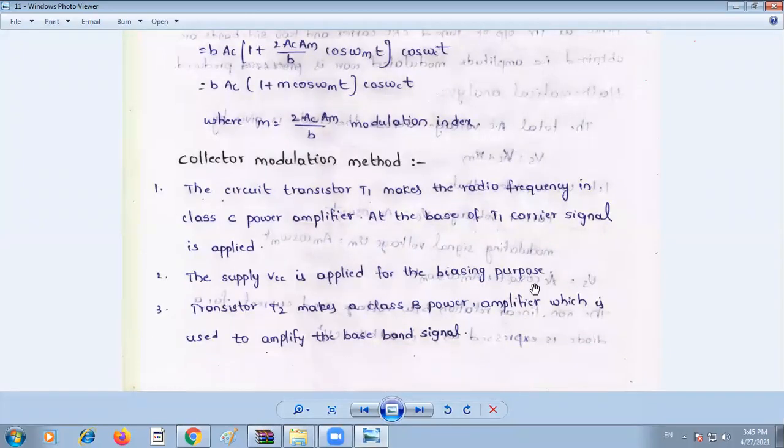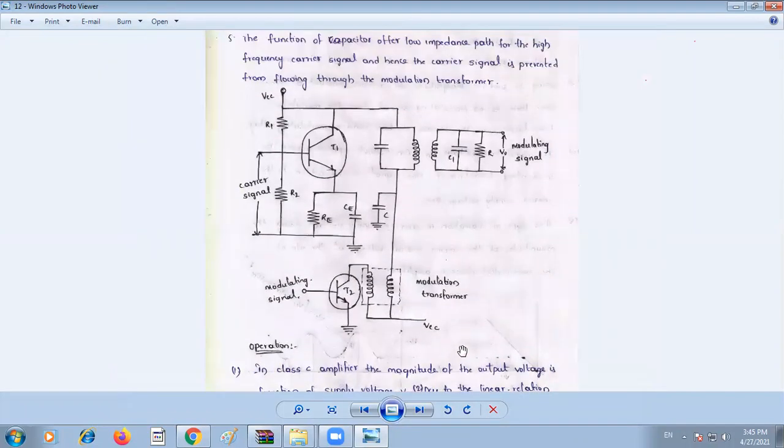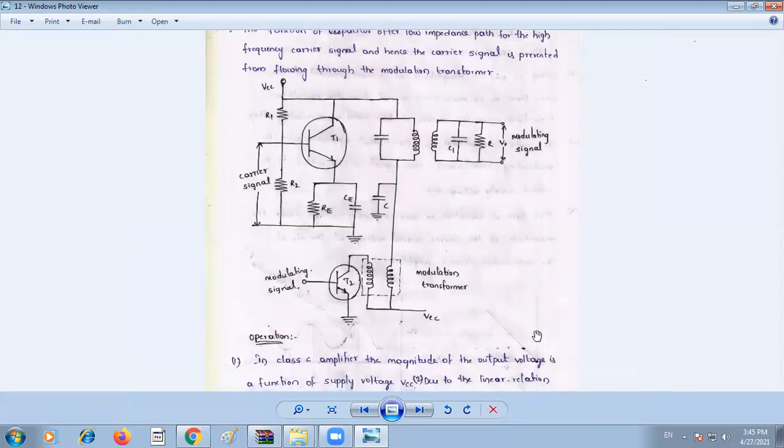So now let us go for the collector modulated method. Students, please go through the circuit first. There is a circuit having two transistors, T1 and T2. One transistor input is given as the carrier signal, and the other transistor input is given as the modulating signal. The base of transistor T1 is given the carrier, and the base of transistor T2 is given the modulating signal.